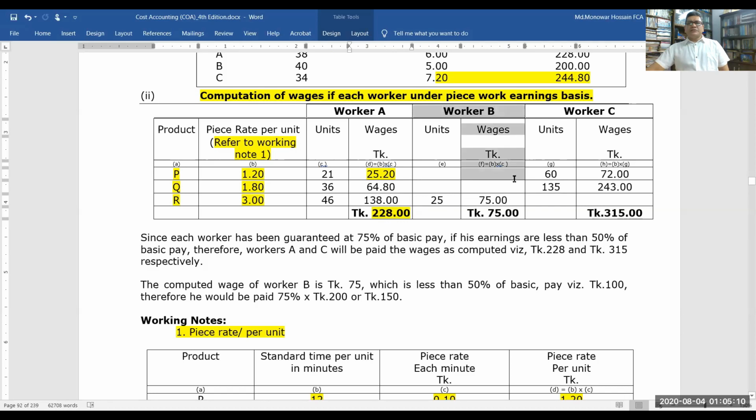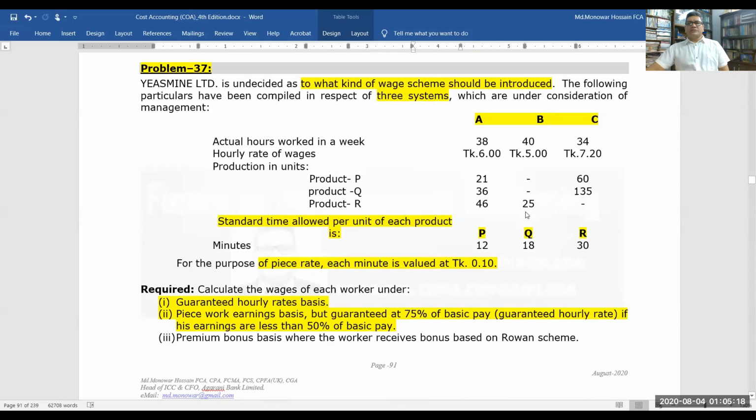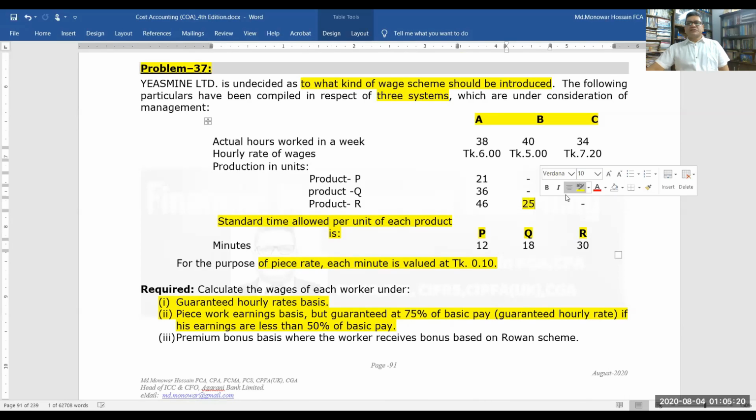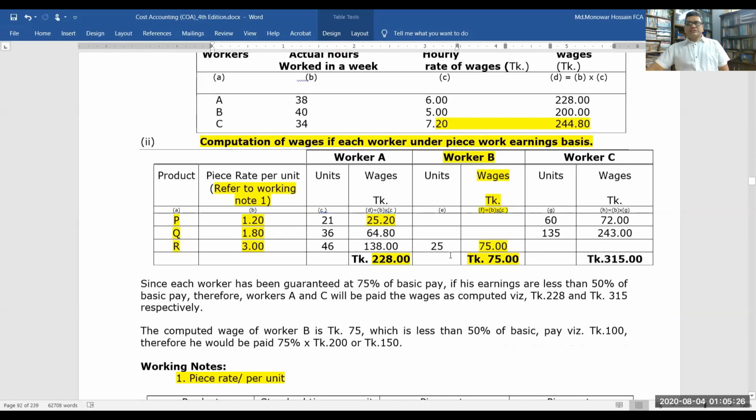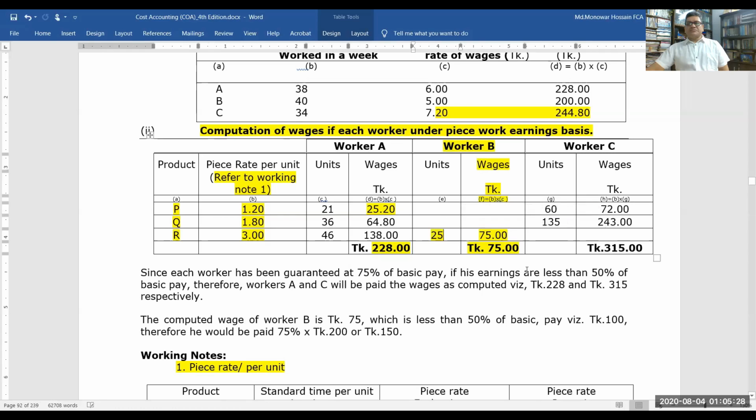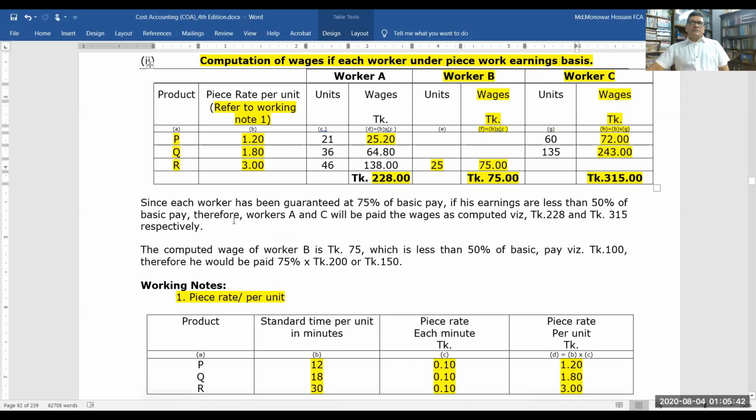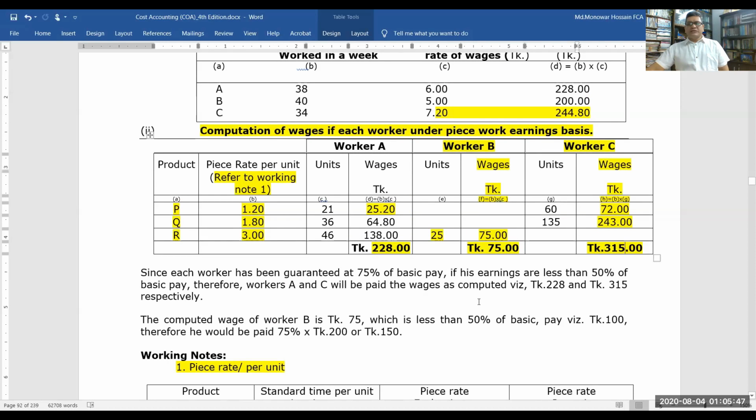And worker B, we only get 75 because only 25 units of R. Look here, this 25 units produced in R. Okay, so this 25 is this 25, and worker C, his wages would be 315.